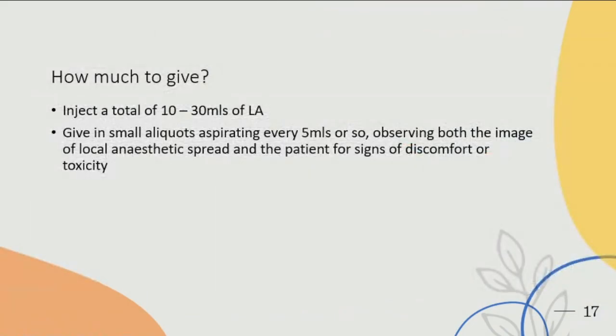So femoral, how much to give? Usually it's about 10 to 30 ml of LA. Same for all the peripheral nerves, you give in small aliquots. It means after confirming a negative aspiration, you give probably 2-3 ml. Then after that you aspirate again, and then you give some more.